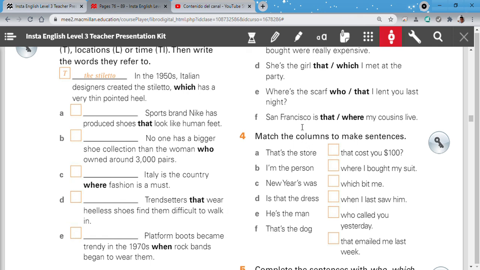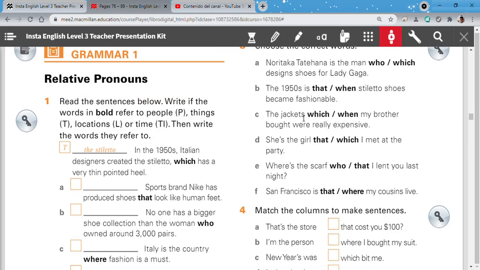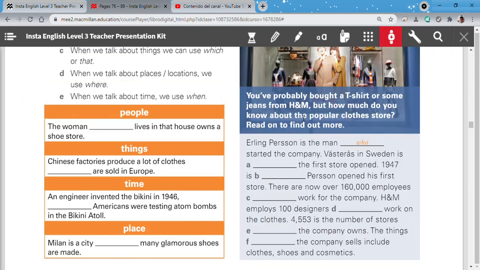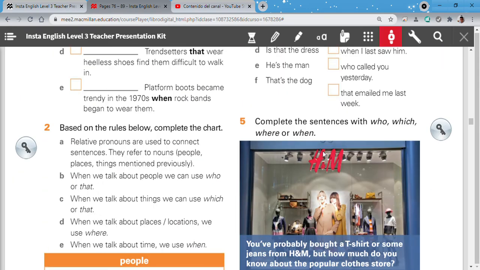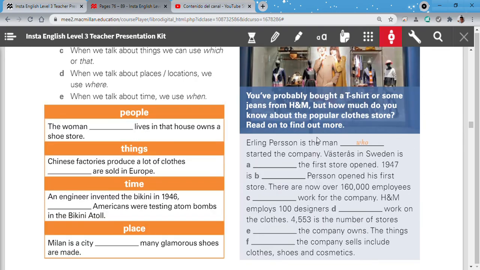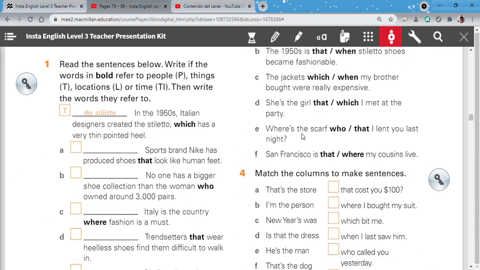Okay, we've been working on those activities. This one is for you. We're going to check it in our class. Now complete a sentence with who, which, where, or when. So you need to read and try to do the same as we did here.